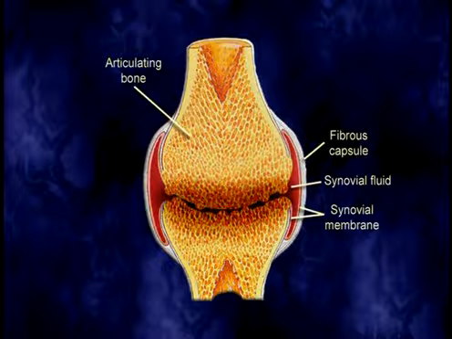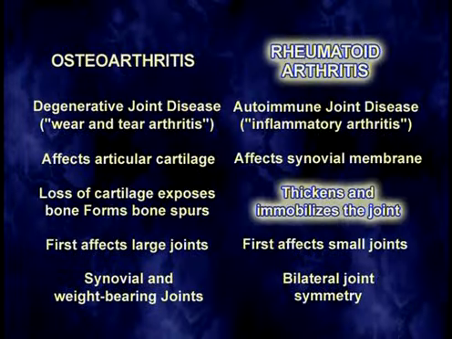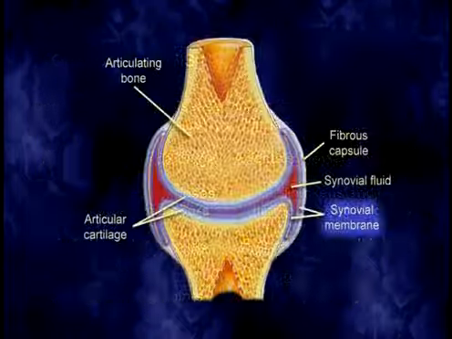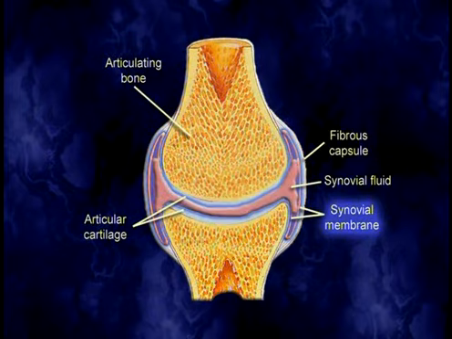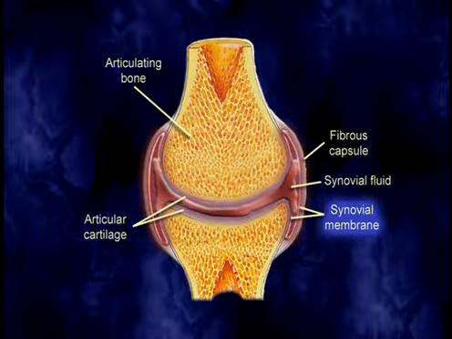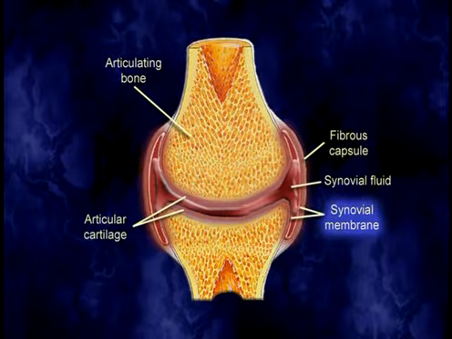In the rheumatoid arthritis, the patient has an inflammation of the synovial membrane, which gets thicker, lays down fat and scar tissue, and can also immobilize the joint, but by what's called a pannus, or this thickened synovial membrane. You go into this joint, and it's full of membrane clogging up the joint.